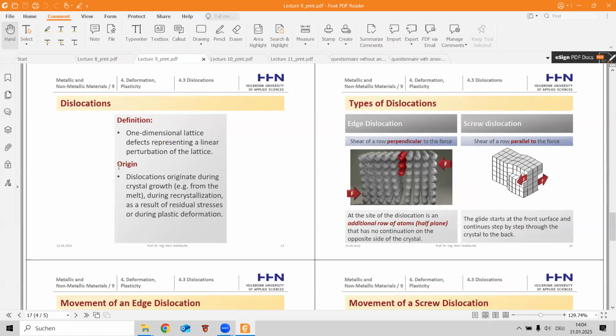Dislocations originate during crystal growth from the melt, during crystallization, as a result of residual stresses. Both types of dislocations: there is an edge dislocation, shear of a rope perpendicular to the force. So here, at the site of dislocation, there is an additional atom half plane that has no continuation on the opposite side of the crystal. And screw dislocation, shear of a rope parallel to the force.